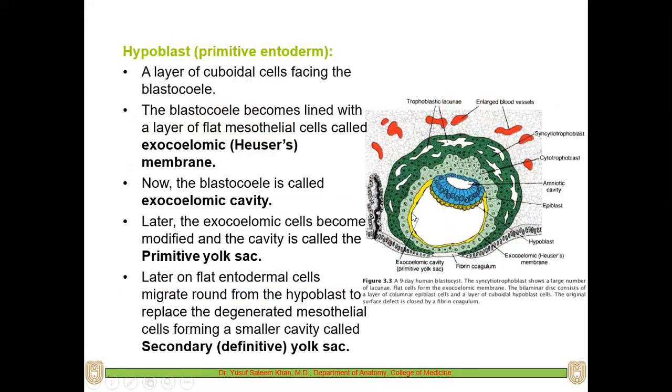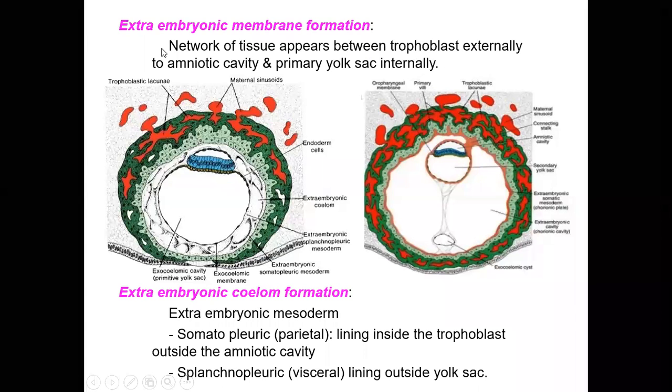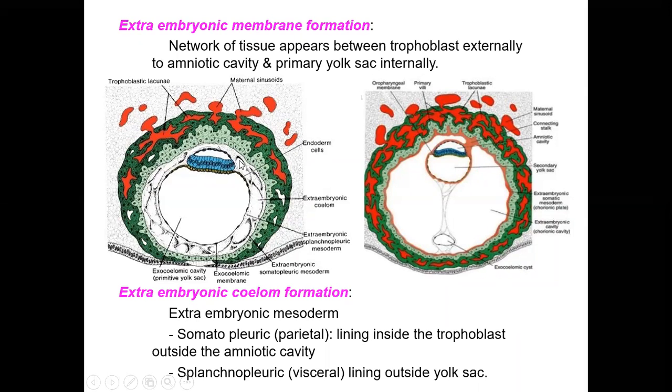So here there was the exocoelomic membrane, and below that will be formation of something called the extraembryonic mesoderm. A network of tissue appears between the trophoblast, external to the amniotic cavity, and the primitive yolk sac internally. So there will be formation of a network of trophoblastic cells. The extraembryonic mesoderm will be formed here between Heuser's membrane and the cytotrophoblast.